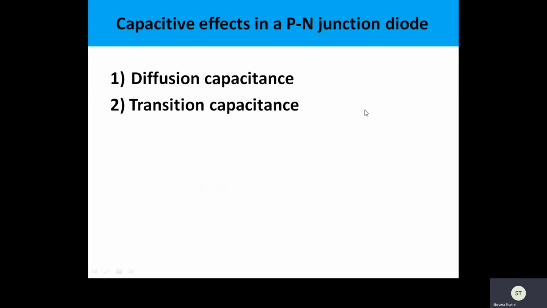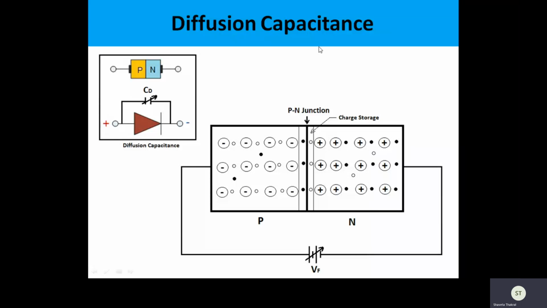We have two capacitive effects in the PN junction diode. The first is called the diffusion capacitance, and the second is called the transition capacitance. The diffusion capacitance, also called the storage capacitance, happens in the case of a forward biased PN junction diode. So when a PN junction diode is forward biased, the positive potential of the battery is repelling the holes present in the p-type region towards the n-type region, and the negative potential of the battery is repelling the electrons present in the n-type region towards the p-type region.